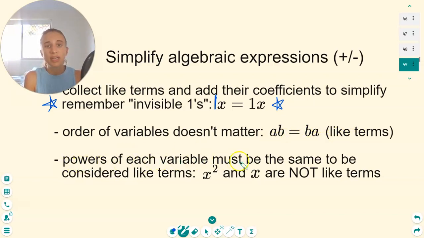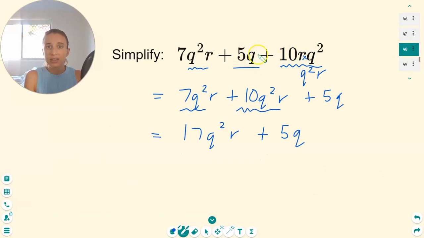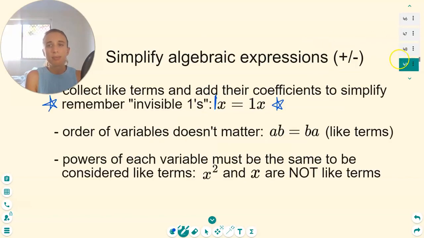The powers of each variable must be the same to be considered like terms. So x squared and x are not like terms. You cannot add them. All right, back here, q is not a like term to q squared. The powers have to be exactly the same, but the order doesn't matter.